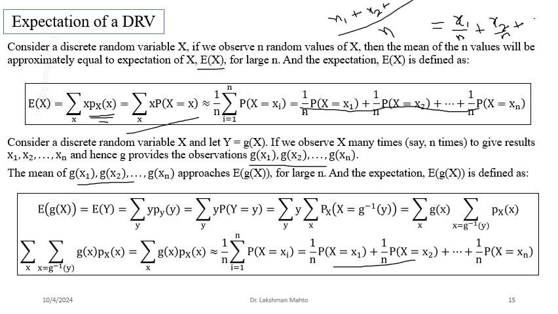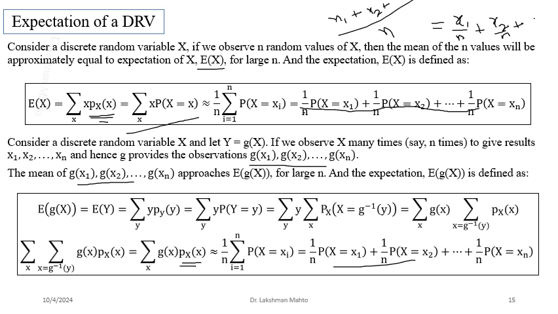Then what you will get here? That means you are finding the average of g of x, that means a weighted sum of g of x. The weight is replaced by the probability mass function. The uniform weight 1 by n is replaced by the probability mass function of observing that x. So you are computing the expectation of g of x, or expectation of y. And here we are not putting the distribution of y; we are taking the distribution of x. So it is just a simple relation.